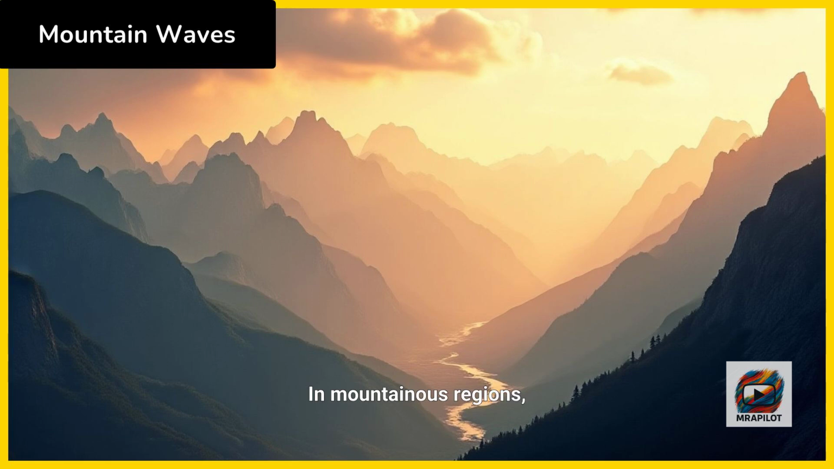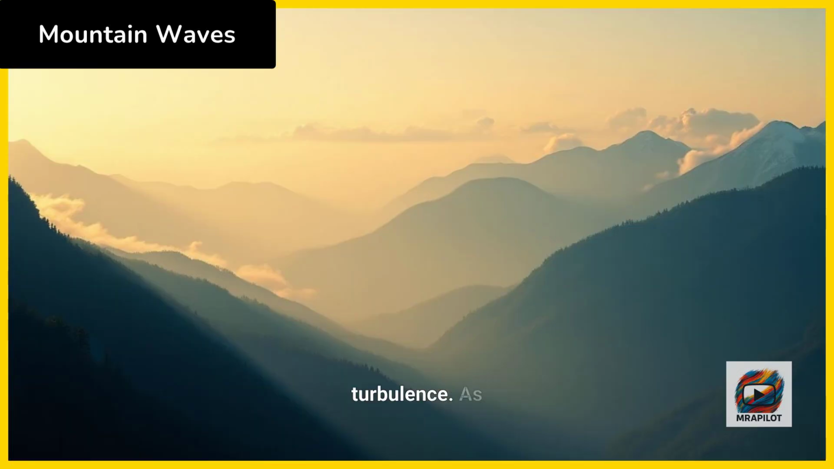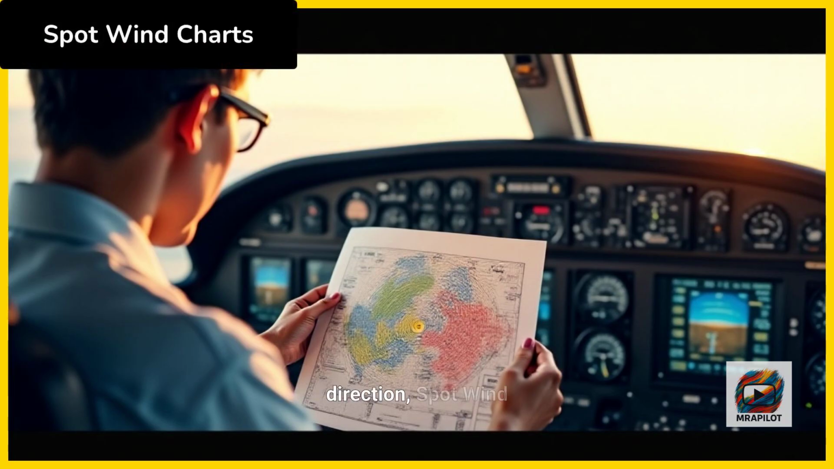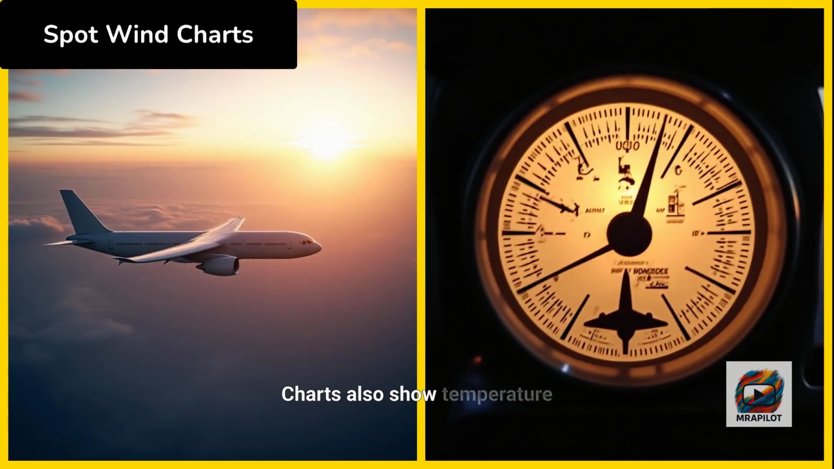In mountainous regions, spot wind charts can provide insights into terrain-induced turbulence. As wind flows over mountains, it can create mountain waves and turbulent air. Spot wind charts help pilots anticipate these conditions and choose higher altitudes or adjust their flight paths to stay in smoother air. In addition to wind speed and direction, spot wind charts also show temperature and pressure at different altitudes.